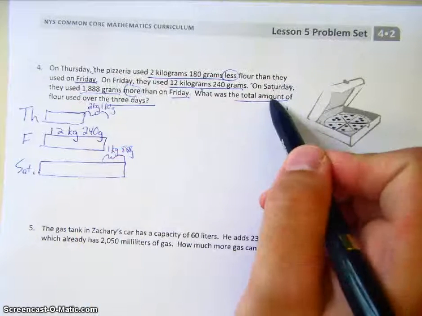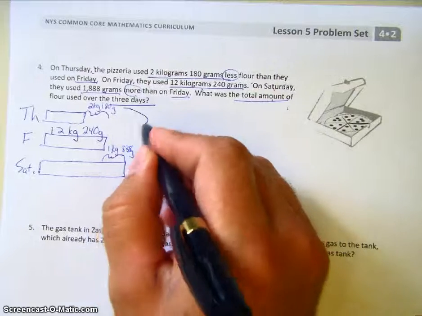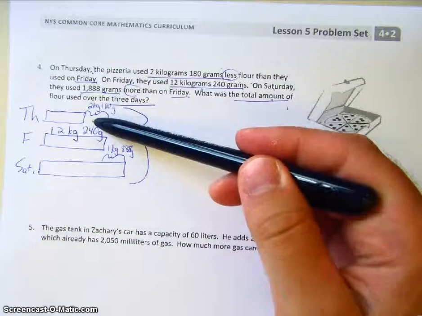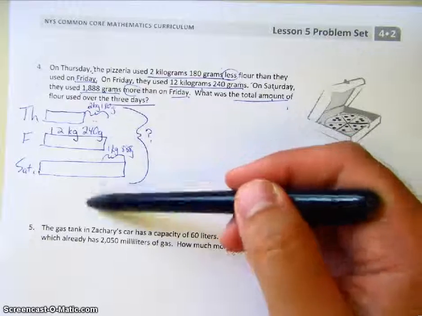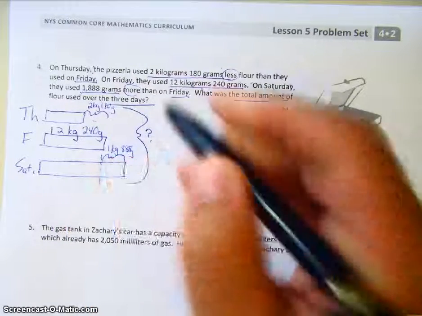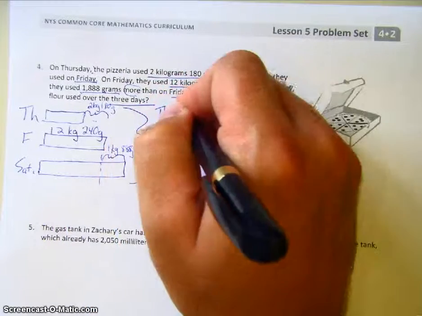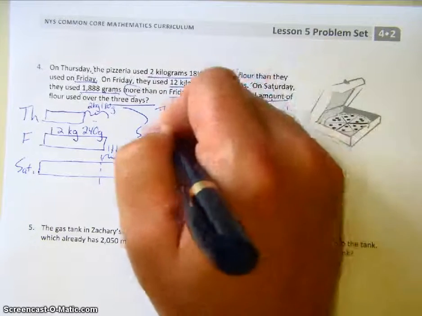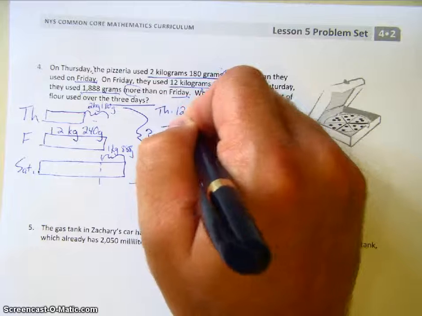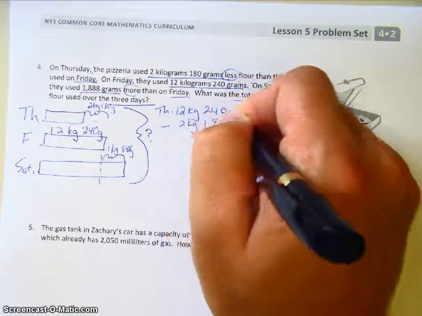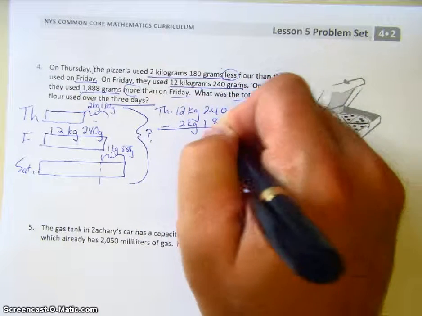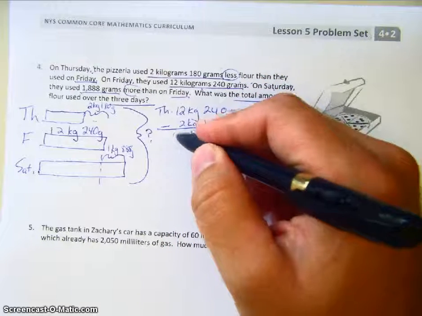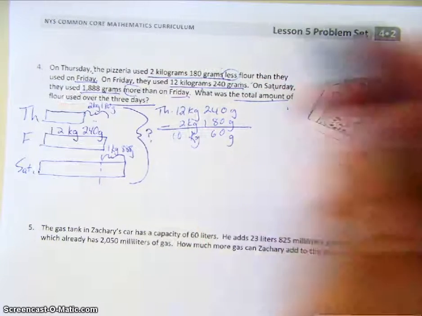Okay, and then our final question here is we need to find the total for the 3 days. Okay, so we need to find out Thursday, we need to find out Saturday, then we need to add up all of the amounts. Okay, so to find out Thursday, we're going to take our Friday amount minus 2 kilograms, 180 grams. Okay, so we subtract that out, and we get 10 kilograms, 60 grams.